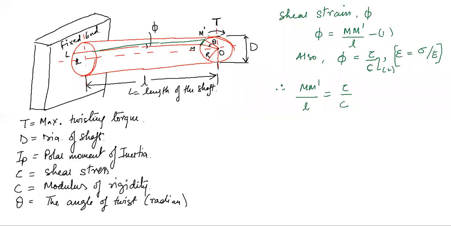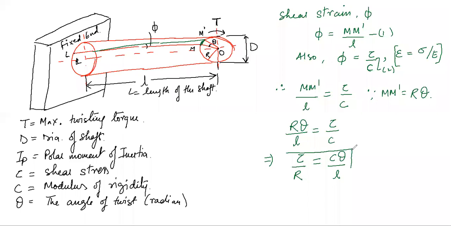So just see this condition MM dash. If you want to see this MM dash, since MM dash is a distance on the circular surface, तो ये सर्कुलर डिस्टेंस आप कैसे कैलकुलेट कर सकते हो विद रिस्पेक्ट टू आर्क. MM dash can also be written as arc theta, right. MM dash can be written as arc theta by L is equals to tau by C, right. It means what? If you want to derive an expression with respect to tau, we can say that tau by R is equals to C theta by L. So this is the first expression we have generated with respect to this condition.